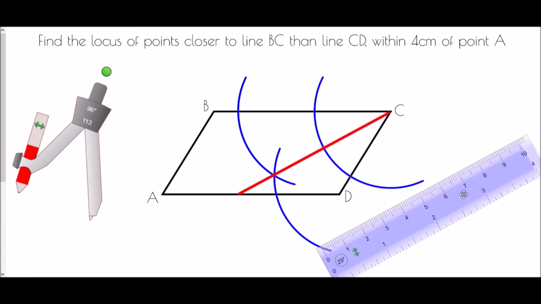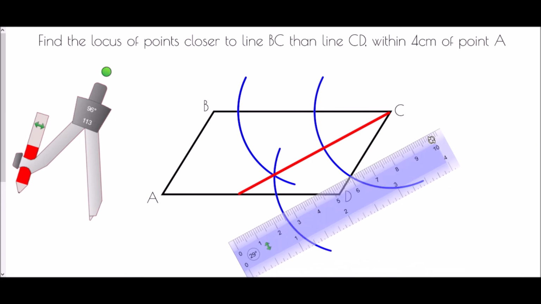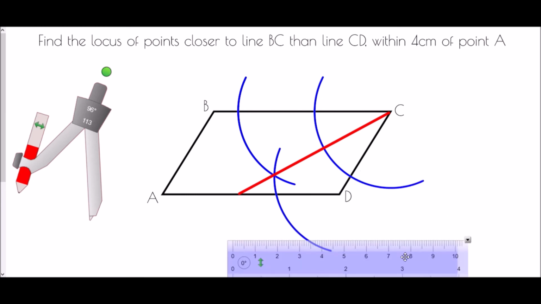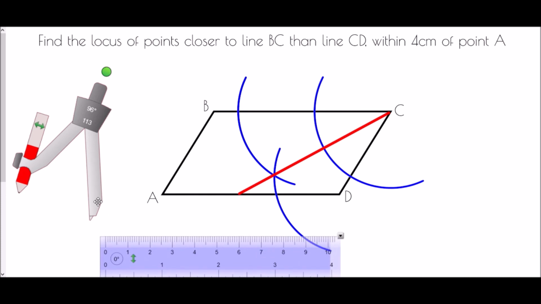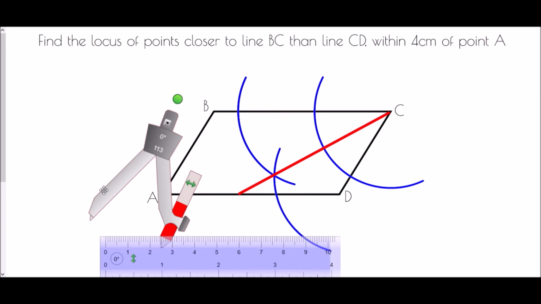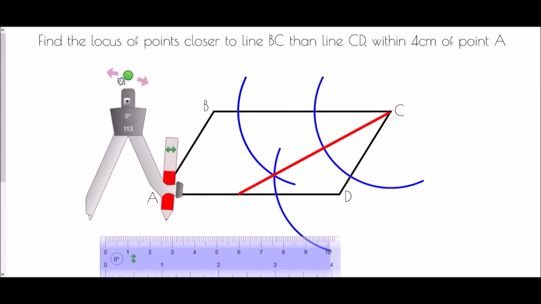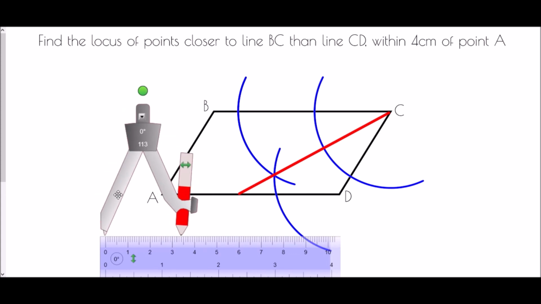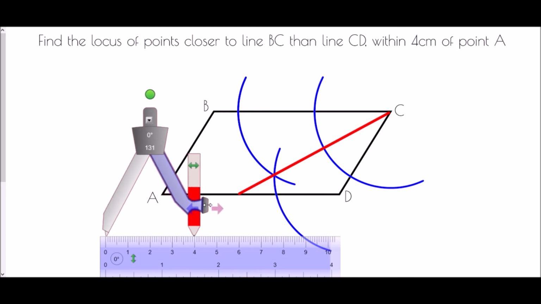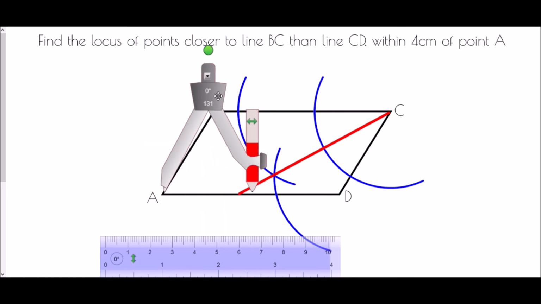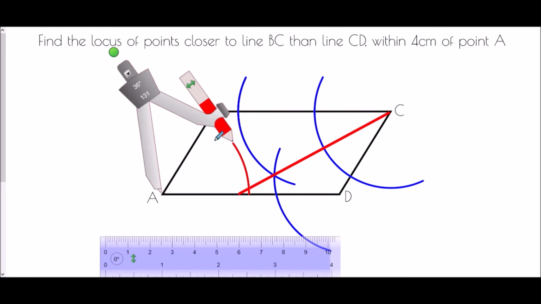Stage 2 tells us that it needs to be within 4 centimetres of point A. So in this case, I'm going to take my ruler again, and I'm just going to measure those 4 centimetres from 0. So I just need to open out my compass a little bit further. There we go. And we want to go to point A, and we want to draw in our arc.